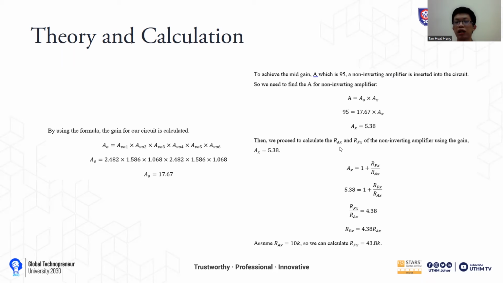So we proceed to calculate the RAX and RFX. So we get the ratio for RFX is equal to 4.38 RAX. So we assume RAX equal to 10 kilo ohms. So we calculate RFX equal to 43.8 kilo ohms.